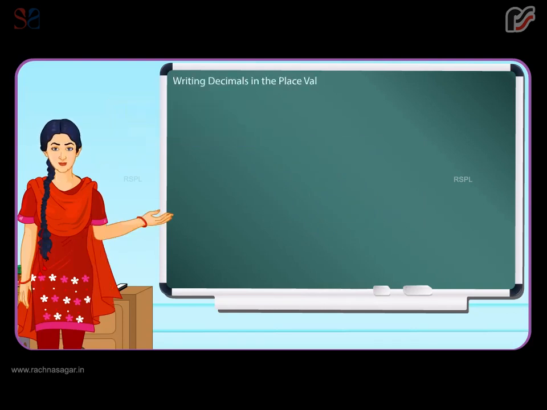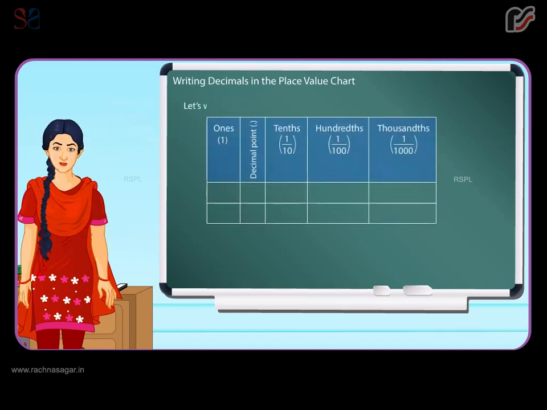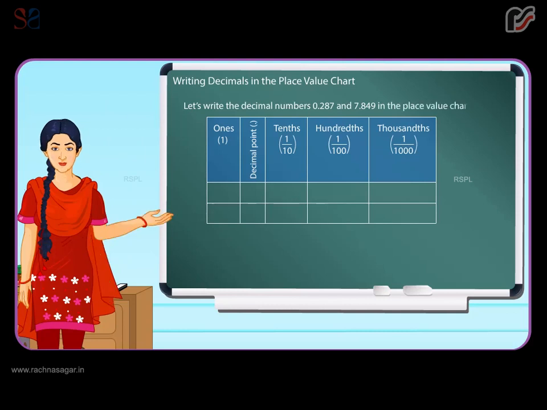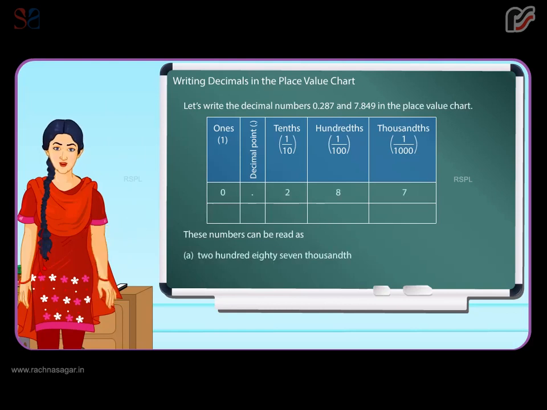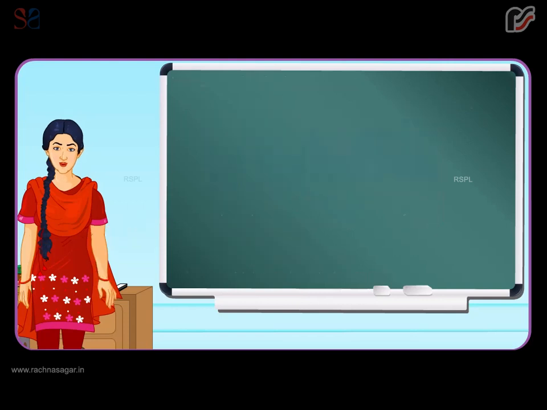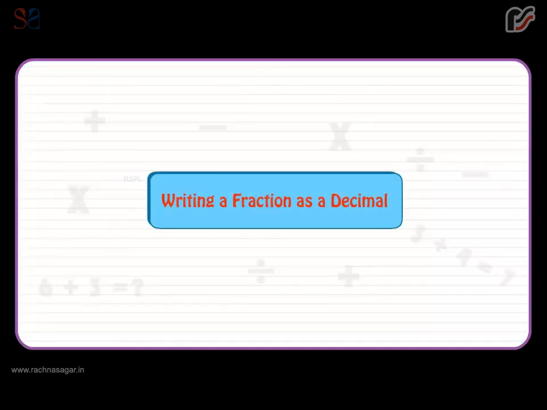Writing decimals in the place value chart. Let's write the decimal numbers 0.287 and 7.849 in the place value chart. These numbers can be read as 0.287 and 7.849. Writing a fraction as a decimal.